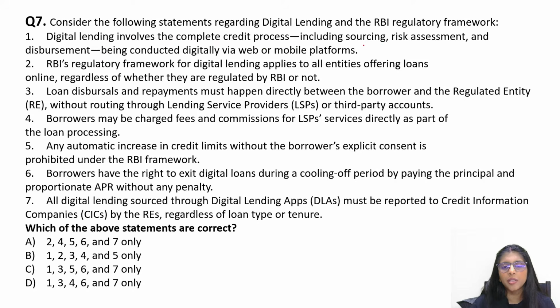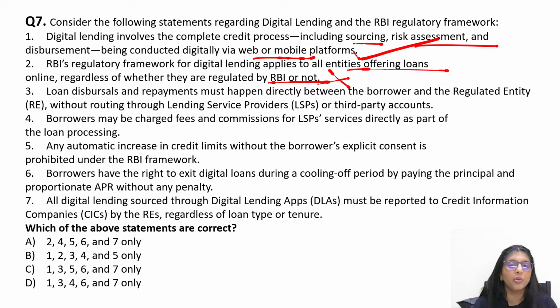Loan disbursement and repayment must happen directly between the borrowers and regulated entities without routing through the lending service provider and third-party accounts. Correct. Borrowers may be charged fees and commission for LSP service directly as part of the loan processing. It's incorrect. Fees or charges payable to the LSP cannot be charged to the borrower. They must be paid by the RE.